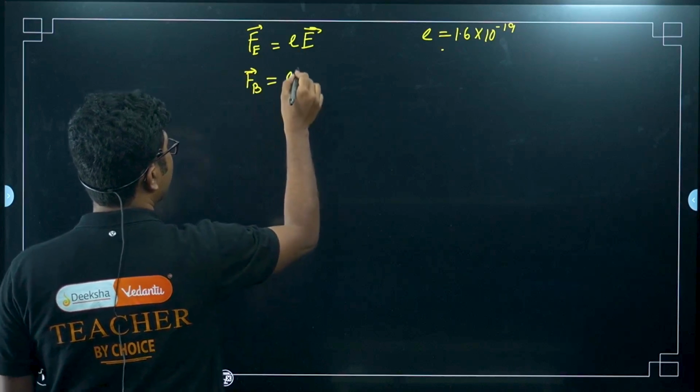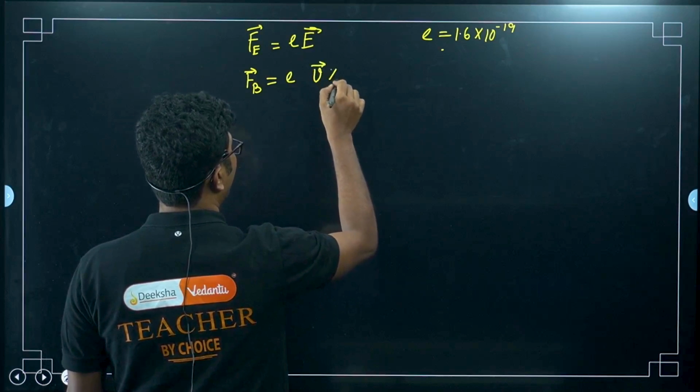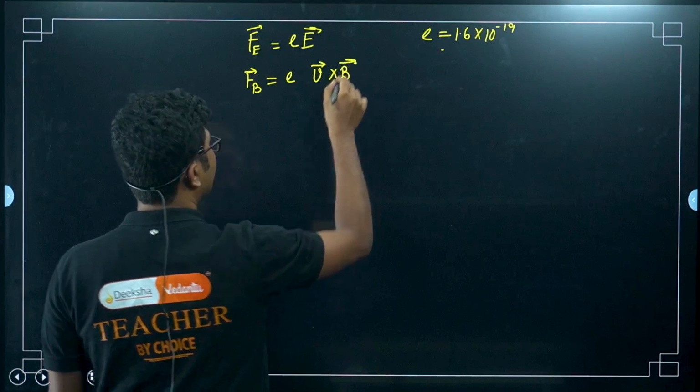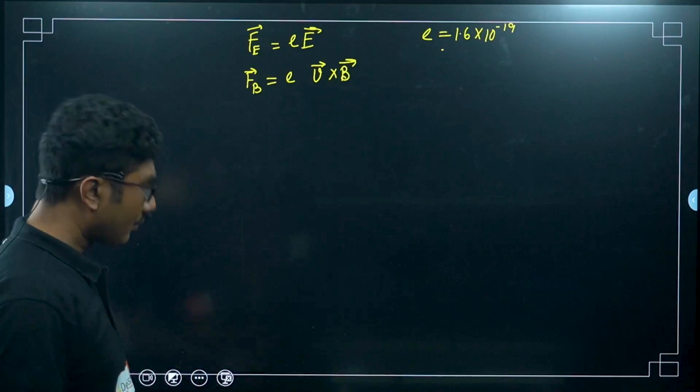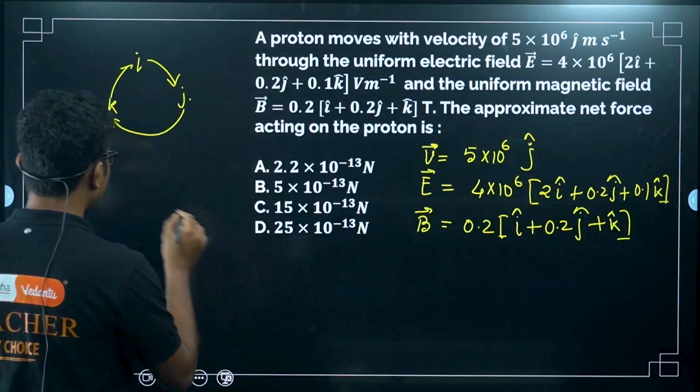Magnetic force is charge times V cross B, right? So, what we have to do? We have to find V cross B first. Okay. So, first we will find V cross B.